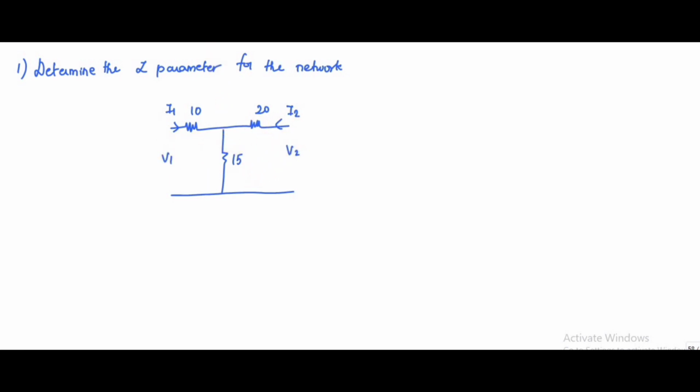So what is the current that is flowing through 15? That is I1 plus I2. So according to mesh 1, I can write V1 is equal to 10 I1 plus (I1 plus I2) into 15. So what is V1? V1 is equal to 25 I1 plus 15 I2. Accordingly I can write Z11 is equal to 25 and Z12 is equal to 15.